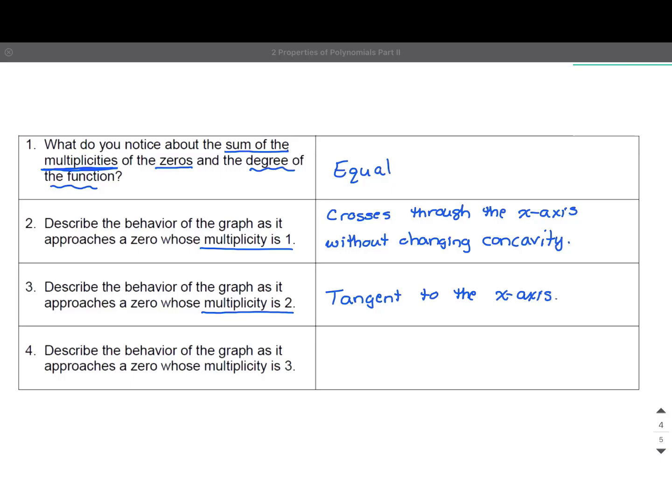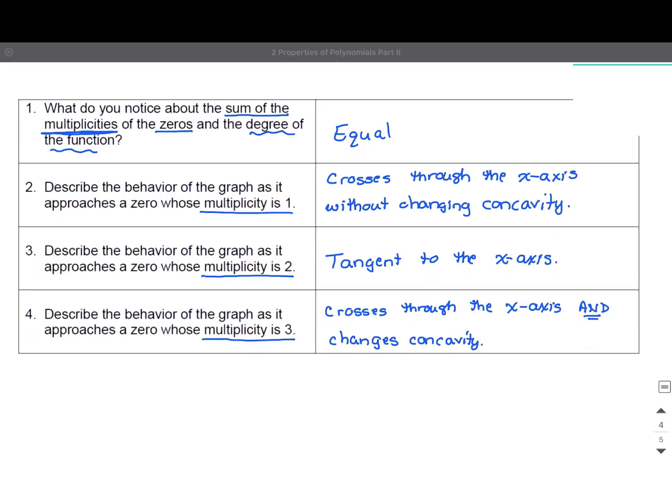Okay? And finally, if the multiplicity is 3, the graph crosses through the x-axis and changes concavity. And we will look at this more in class. I do promise that, okay? We will look at this and we're going to examine this a lot.